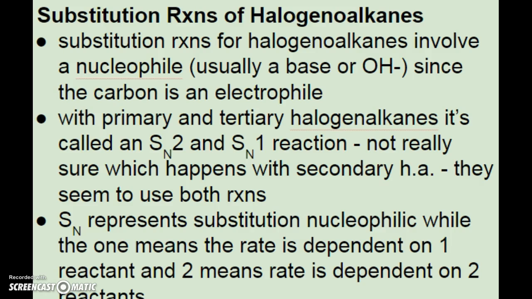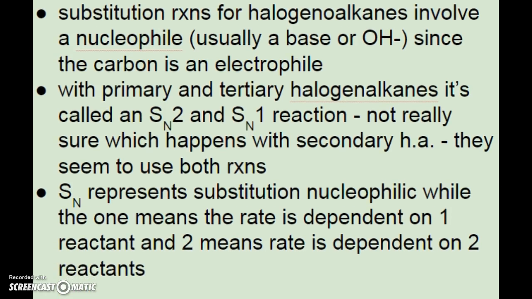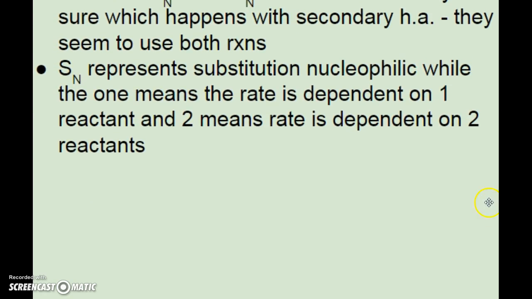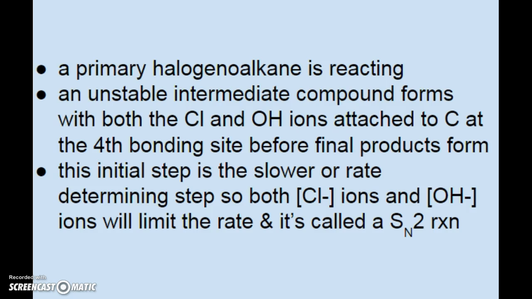So again, the substitution reaction is via a nucleophile, so it's called S sub N. And again, the 1 or 2 depends on whether the rate is dependent upon 1 or 2 reactants. So let's take a look at this in more detail.